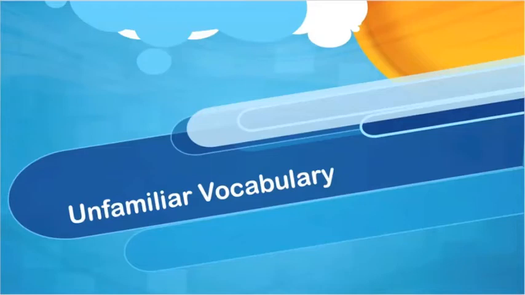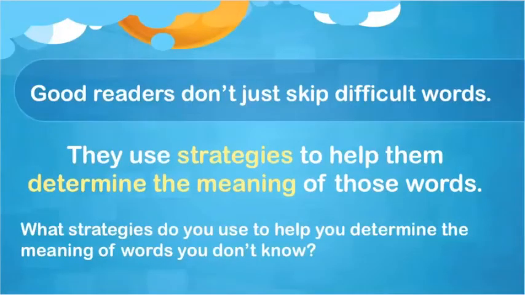Hey readers, yesterday we read an article called Old Zoos and New Zoos, and as we were reading we saw some unfamiliar vocabulary words like menageries and confined. Today I want to talk to you about how sometimes when we're reading Just Right books we're going to come across unfamiliar vocabulary words. And one thing I want you to know is that good readers don't just skip those difficult words. They use strategies to help them determine the meanings of those words.